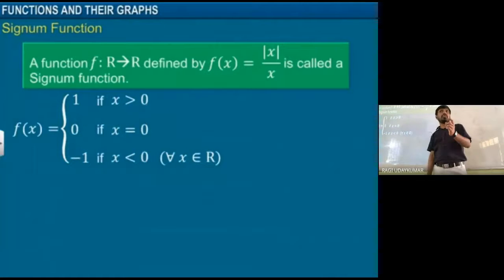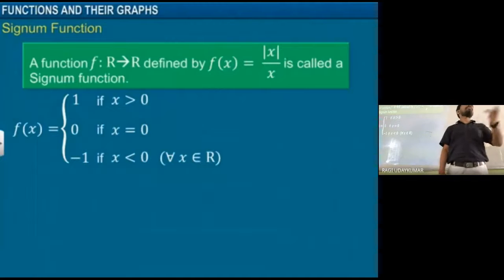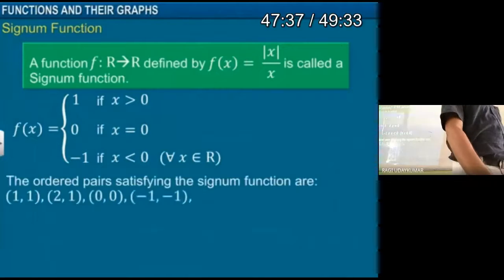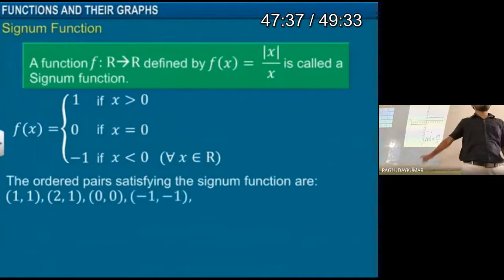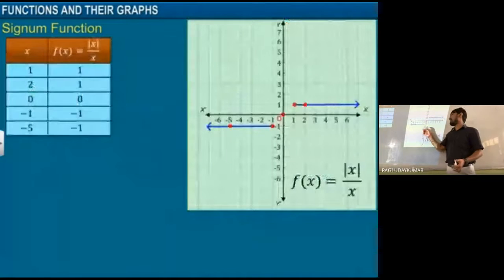Positive means plus 1. Negative means minus 1. And if it is 0, it is 0, because 0 is neither positive nor negative. So its value is 0. So this is the signum function. Whenever you observe the signum function, it will be written to you like this.